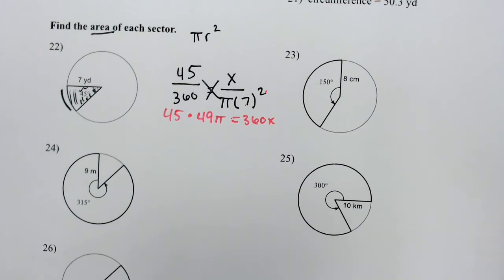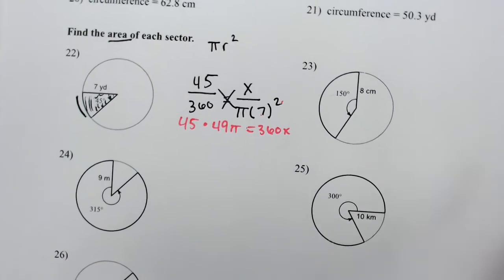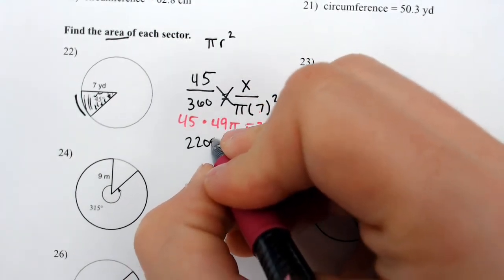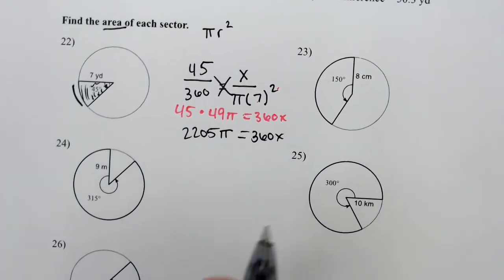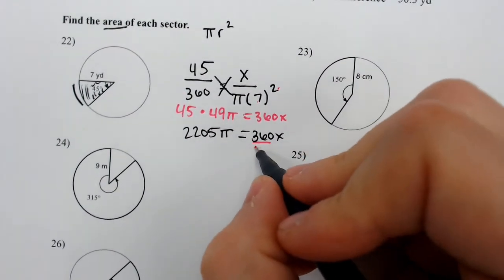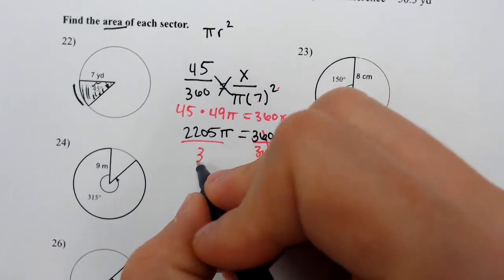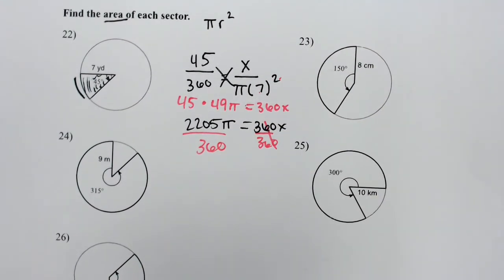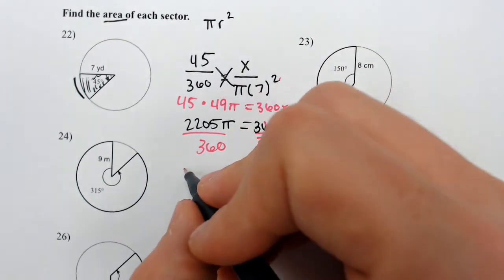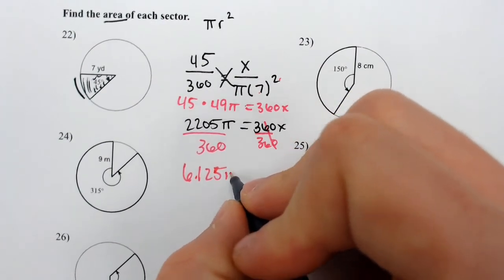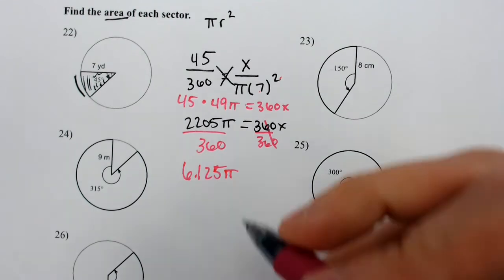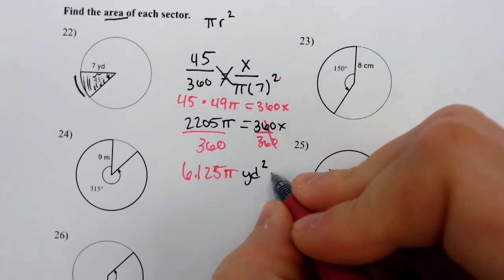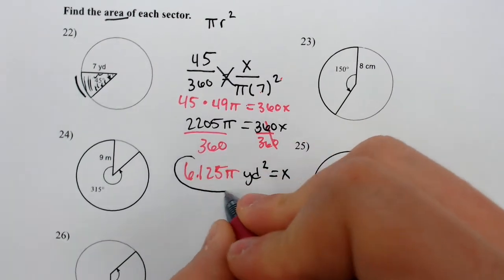I don't know what 45 times 49 is, so I'm going to write that down. It's 2205. 2205 pi equals 360x, which then we have to divide by 360. 2205 divided by 360 is a decimal. It's 6.125 pi, which sounds like it's good enough to me. Okay? And that would be yards squared because we're dealing with the area.